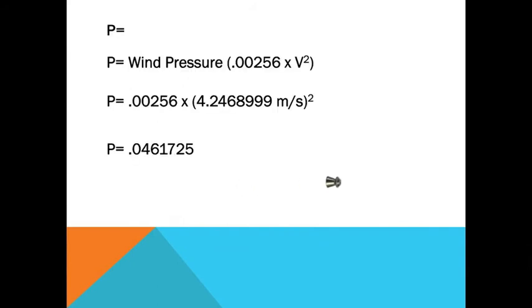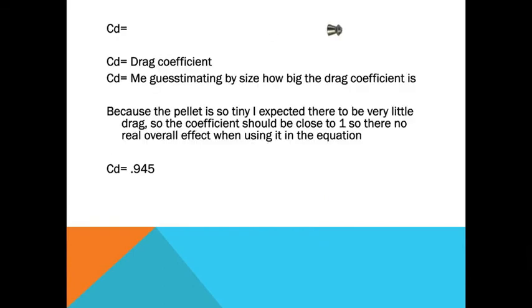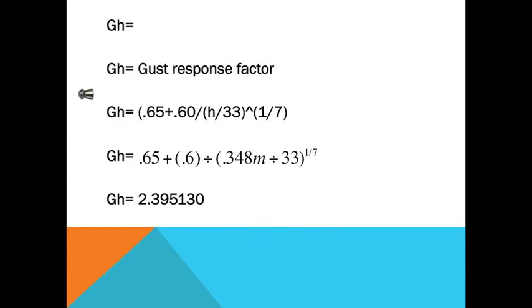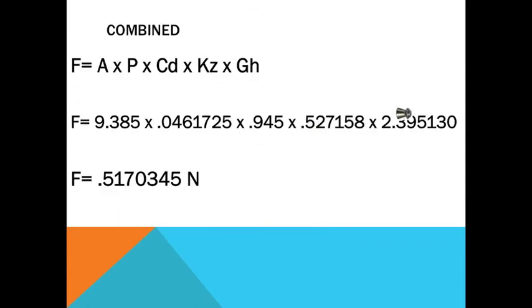Wind pressure, that's the formula, so I just went online, found the velocity of the wind that day. The drag coefficient had to be pretty small, considering it's all multiplication. The closer to 1, the less of an effect it would have. Then we got our exposure coefficient, which you saw. All the numbers I plugged in were just measurements, if you go back and read from the beginning. Now that's what it is combined.